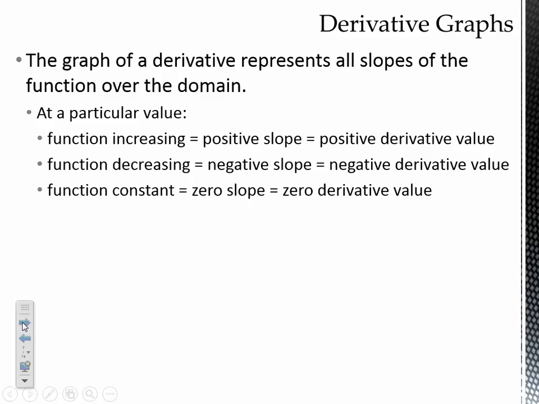Increasing means positive slopes, positive derivative. Decreasing means negative slopes, negative derivative. So as you go from the left side to the right side, always from left to right. We read words left to right, we read graphs left to right. So we're going to look at some relationships of functions and their derivatives. Are you ready?